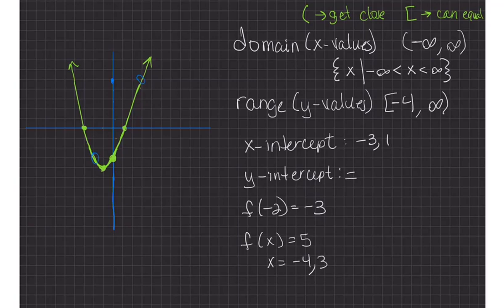So we just need to make sure that we understand the different notations. This was f of negative 2 equals, and we're finding our output, that y value. Where on this one, when they said f of x equals 5, we're looking for what the x value is.